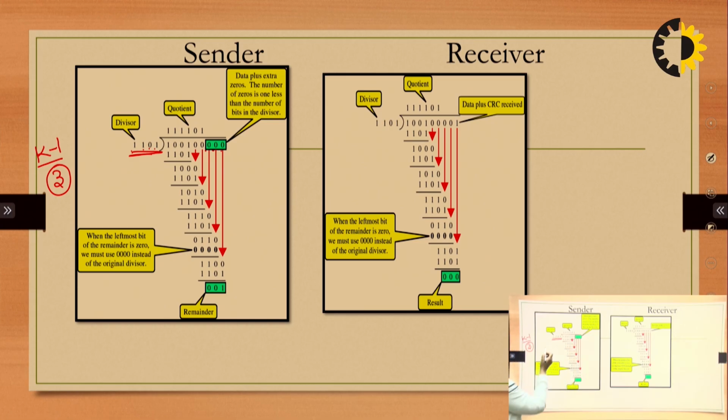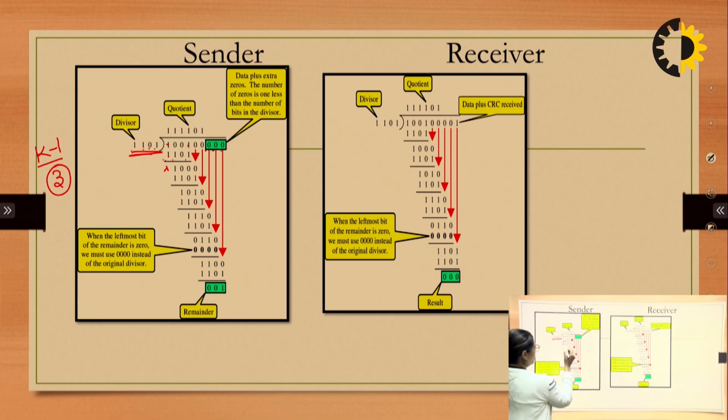Now we will perform an XOR operation between the data and the divisor. We'll write the divisor here: 1, 1, 0, 1. Right? Now in the XOR operation, if the same bits are there, then the answer is 0. If different bits are there, then the answer is 1. So here we can see that 1 and 1 are the same bits, so the answer is 0. 0 and 1, they are different bits, so the answer is 1. 0, 0, 0, 1, 1, 0.